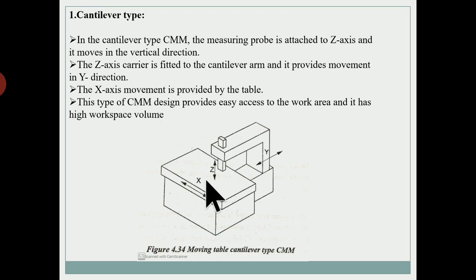In cantilever type CMM, the measuring probe is attached to Z axis and it moves in vertical direction. This is the measuring probe. Measuring probe is attached to Z axis and vertical motion is provided to the measuring probe. And the Z axis carrier is fitted to the cantilever arm. Z axis carrier, this one, is fitted to the cantilever arm. It provides movement in y direction. That is, this whole part moves in y direction.